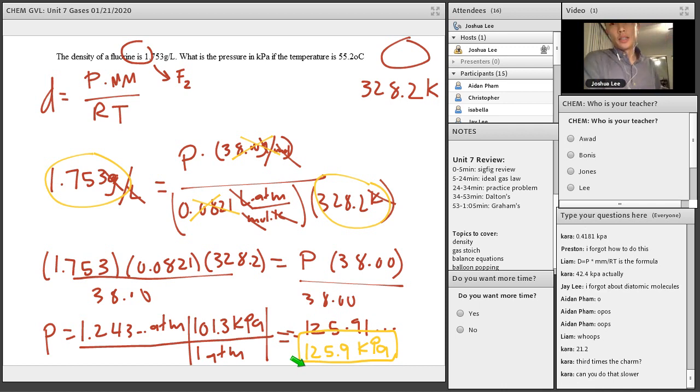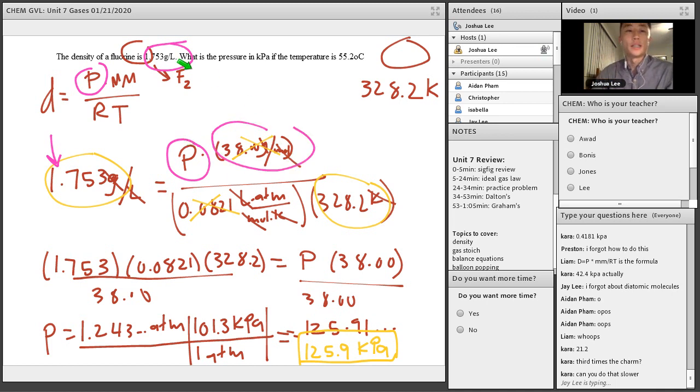Remember, sometimes I could do stuff wrong. Can I do that slower? All right. I'll do it in pink. So first thing I did, I set it up. So density I got from here, 1.753. The pressure I'm looking for, so that's why the P's there. The molar mass I got from F2, because that's a molar mass of 2 fluorines.